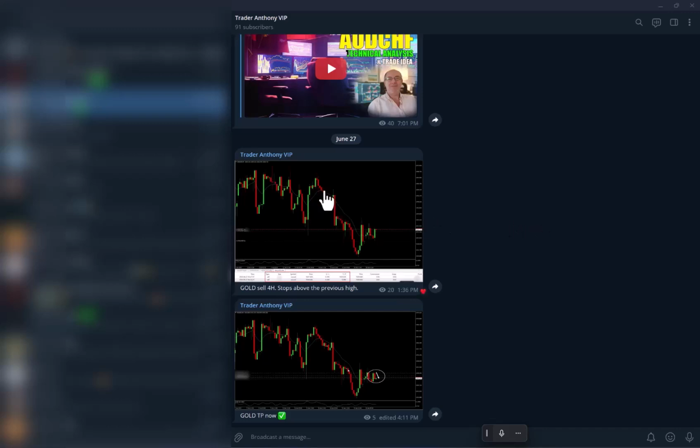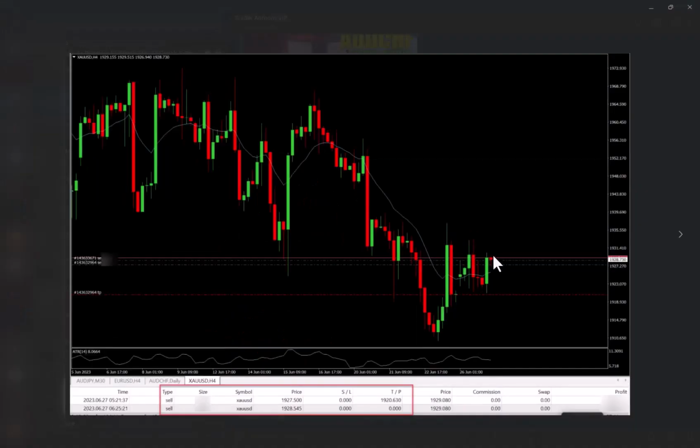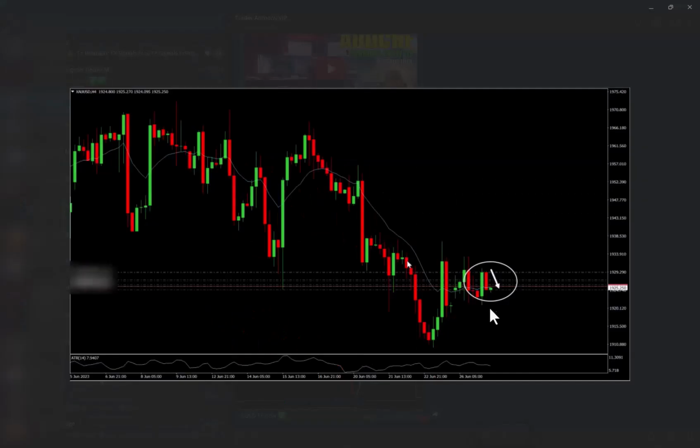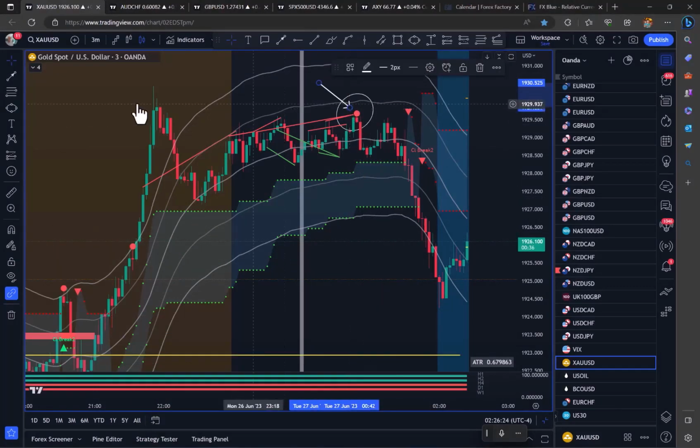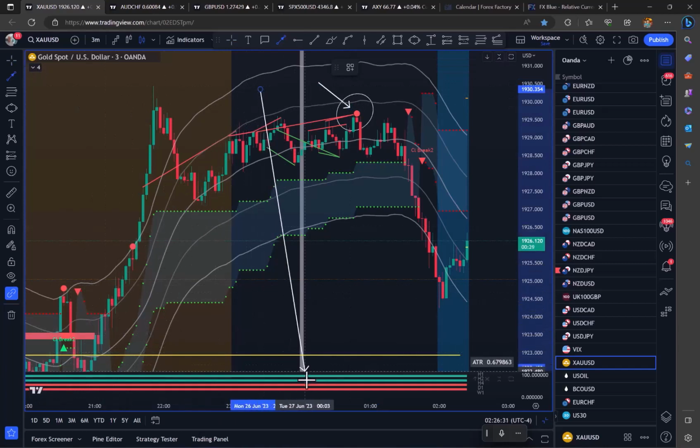This is a trade I sent to our VIP group today. Sell gold at this high, and then we've closed in profit. Heading over to TradingView, this is the reason why I took this trade. It's our signal. Now we have a bearish trend, although it's starting to weaken somewhat at the moment. We've got mixed bars down the bottom here, 2 out of 4 red on these higher time frames, multi-time frame.